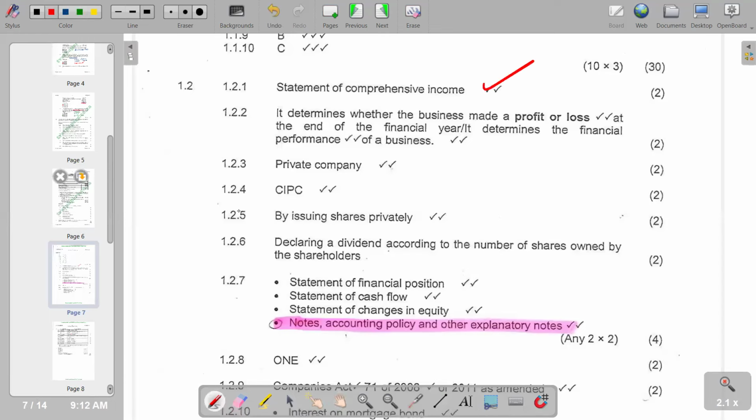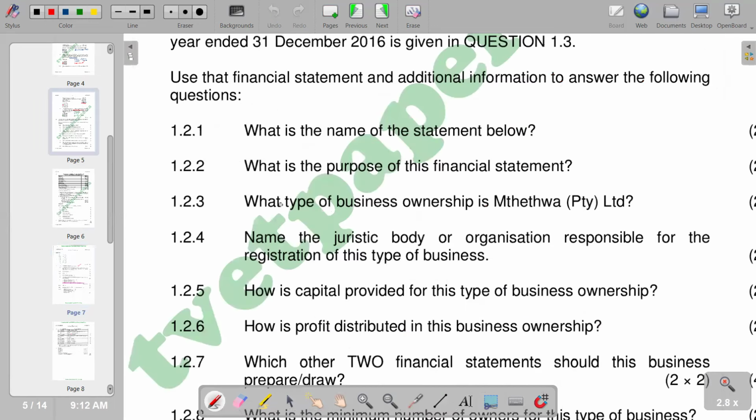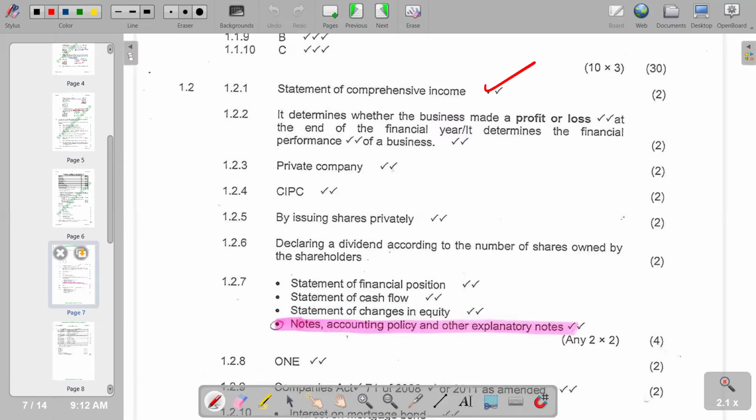Then moving on to the second question, what is the purpose of this financial statement? Obviously, this is to find out whether the business is making a profit or loss, and that's the main use of the statement of comprehensive income, which is checking the financial performance of the company. So we are saying it determines whether the business made a profit or loss at the end of the financial year, or it determines the financial performance of a business. So basically, this is what we have.